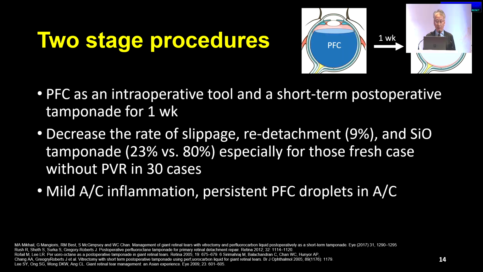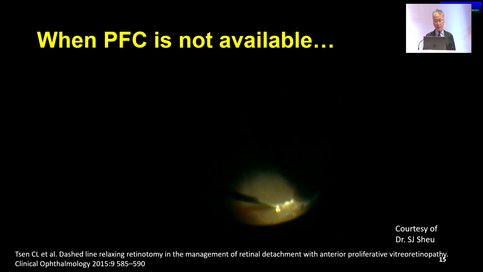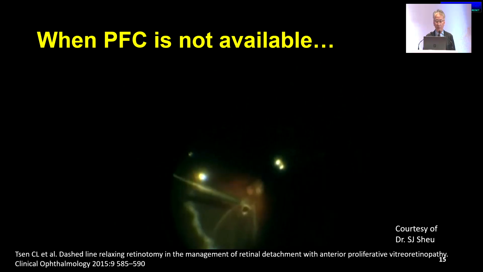So as Boomer already showed, if you put the perfluorocarbon for 1 week, there will be some mild anterior chamber inflammation that can be easily controlled by topical steroid. And during the 30 cases, in one case I had a persistent perfluorocarbon drop in the anterior chamber. So what if you have done perfluorocarbon and you have to have this inferior relaxing retinotomy?